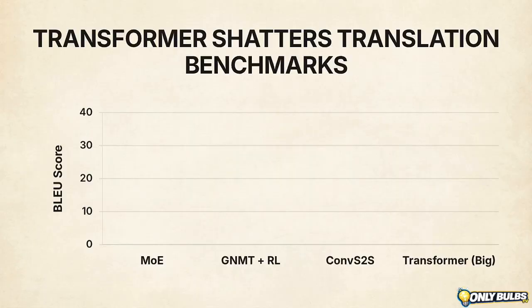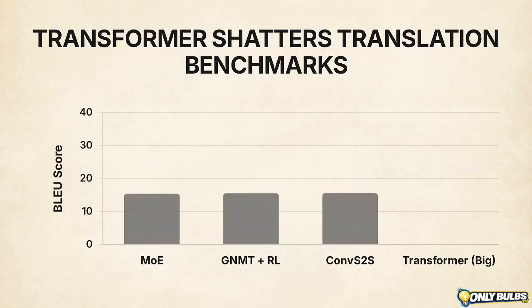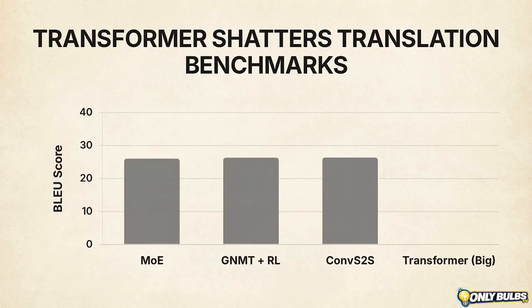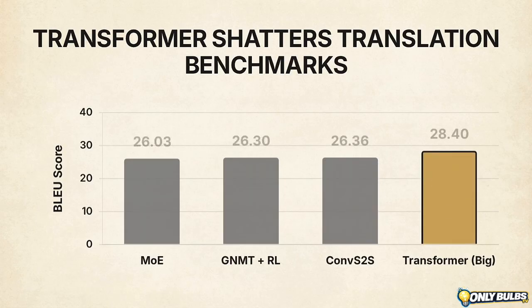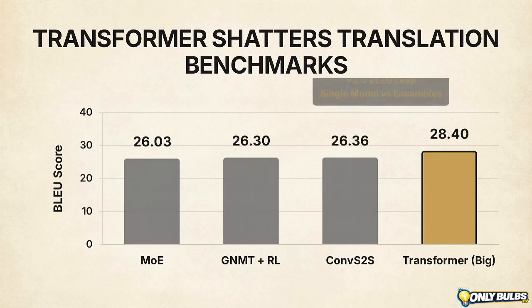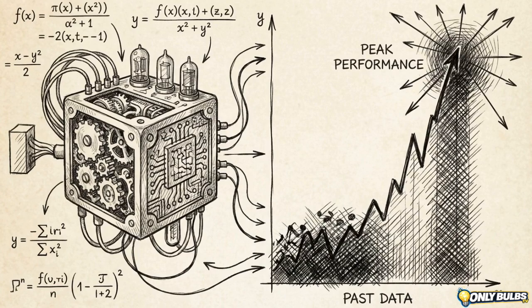The results were definitive. On the WMT 2014 English to German task, the big transformer achieved a BLEU score of 28.4. BLEU is a standard metric that measures translation quality by comparing machine output to human references. A score of 28.4 established a new state of the art, surpassing even the best ensemble models of the time. The model achieved this record at a fraction of the computational cost.